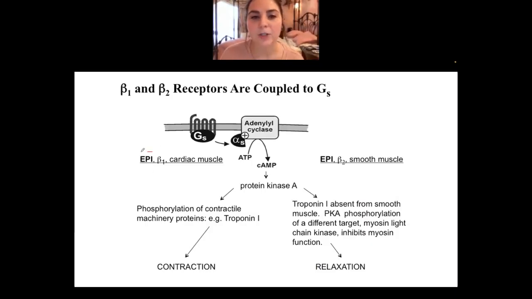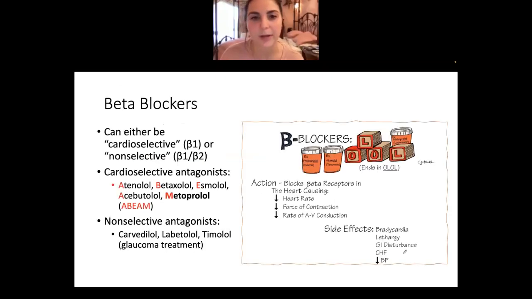This is another thing I just kind of mentioned. You can have the exact same thing, epinephrine, binding to both beta 1 and beta 2, and you get contraction of one and relaxation of the other. It's just, remember, like we talked about with G proteins, it's cell type specific.